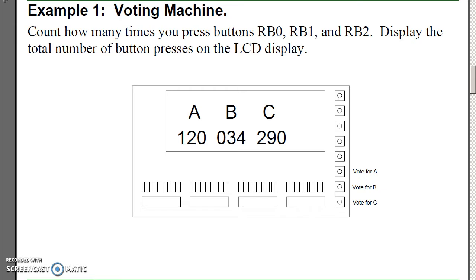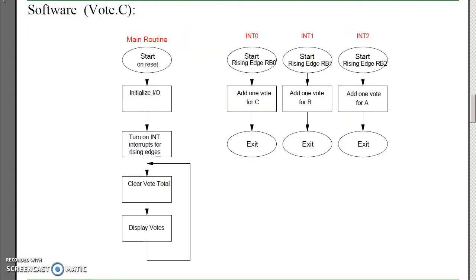A couple examples. Let's do a voting machine. Suppose I have three candidates running and I want to have a machine count how many votes for candidate A, B, and C. I can do that with INT interrupts. What I'll do is essentially have four programs running in parallel. I've got the main routine that sets up the interrupts. Then in parallel, I've got the three interrupt service routines. Those are fairly simple programs. All they do is, when the interrupt is called, add one vote for the appropriate candidate.